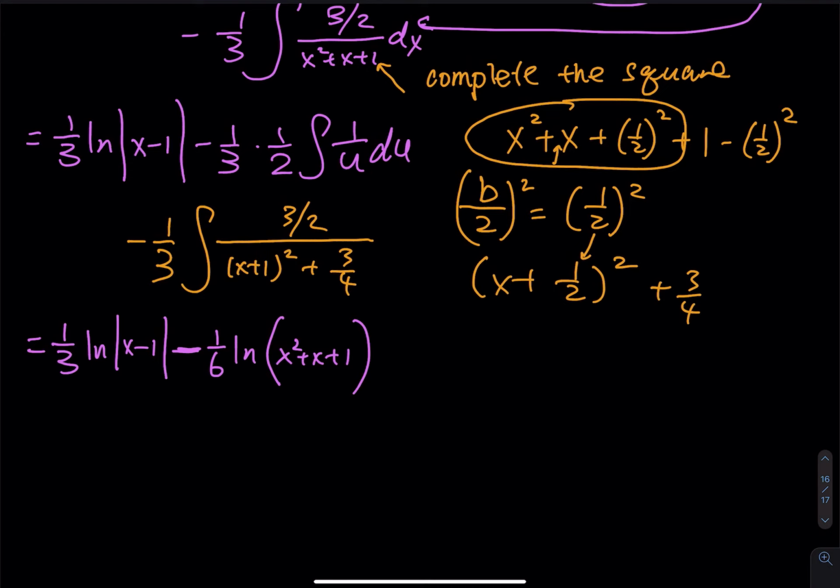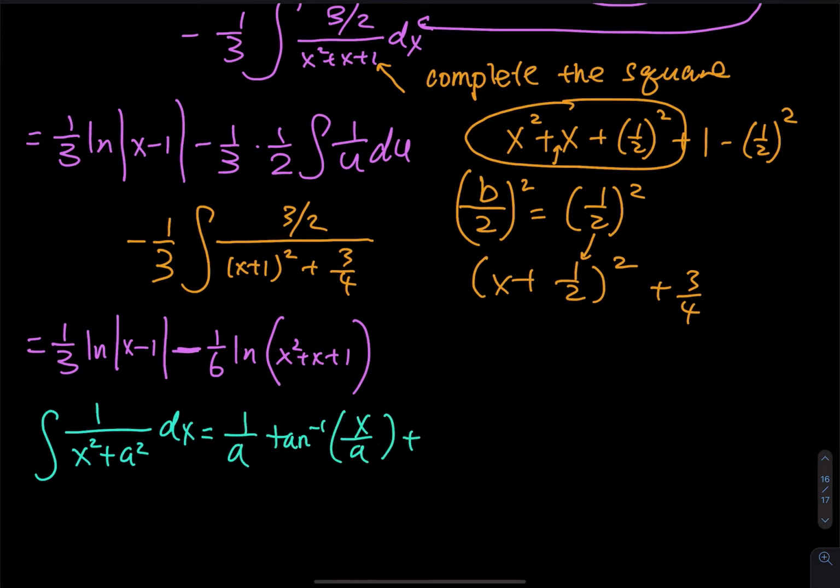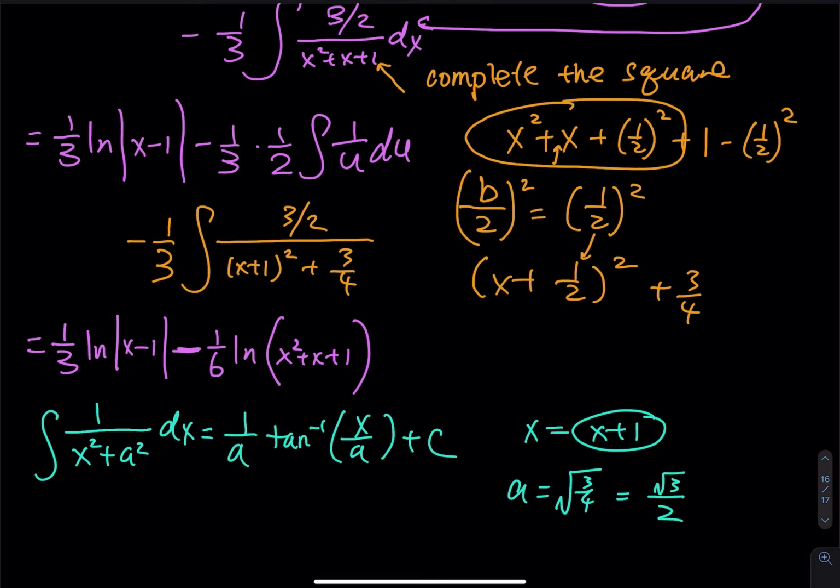So for the orange integral, we have to recall another formula, that is the integral 1 divided by x squared plus a squared dx equals 1 over a, and then inverse tangent x divided by a, and then plus c. So in this integral, we have x is actually equal to x plus 1/2, the whole thing inside the parenthesis. And then a is equal to the square root of 3 over 4, which is root 3 over 2. Because once you square that, you get the 3 over 4. All right.